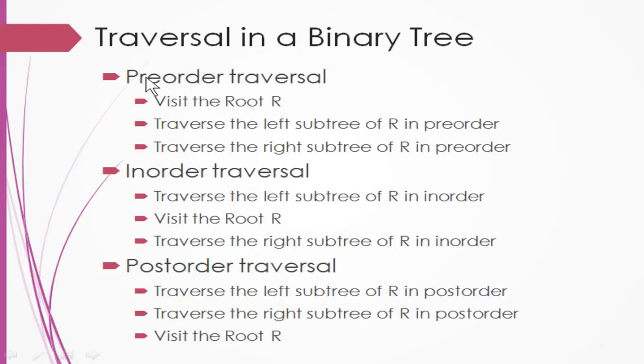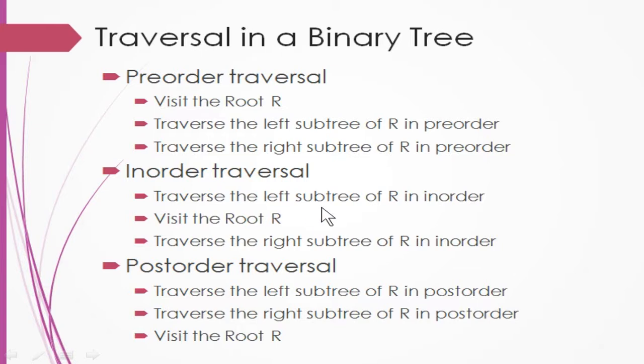Now the first one is pre-order traversal. First you have to visit the root, call it R. After visiting the root, go and visit the left subtree. Traverse the left subtree of R. After visiting the left subtree, go to the right subtree, and traverse the right subtree of R. So this is how you are going to do it in pre-order traversal. First you visit the root, then the left subtree, and then the right subtree.